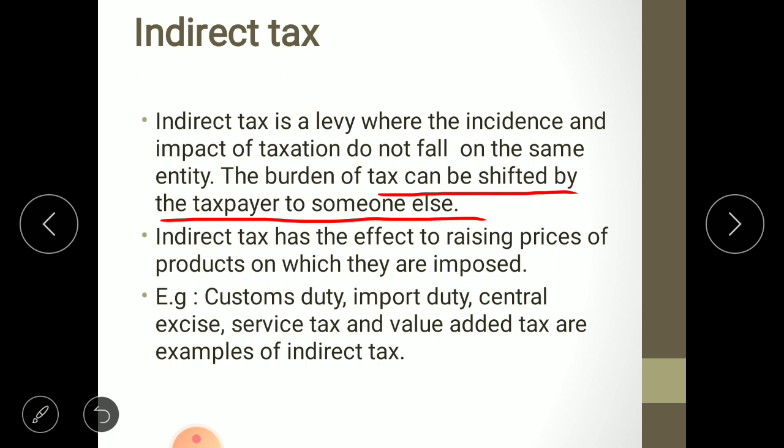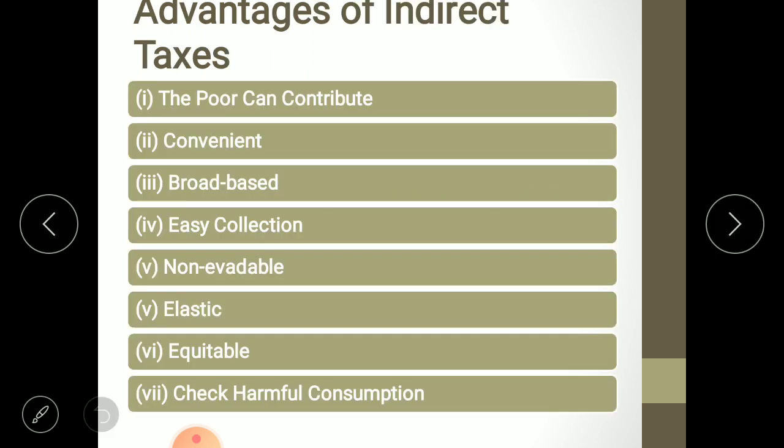So what you need to remember in indirect taxes is any tax that is levied on the product and services are known as indirect taxes, and any taxes which are levied on the income of a person are direct taxes. Now let us move ahead to the advantages of indirect taxes.